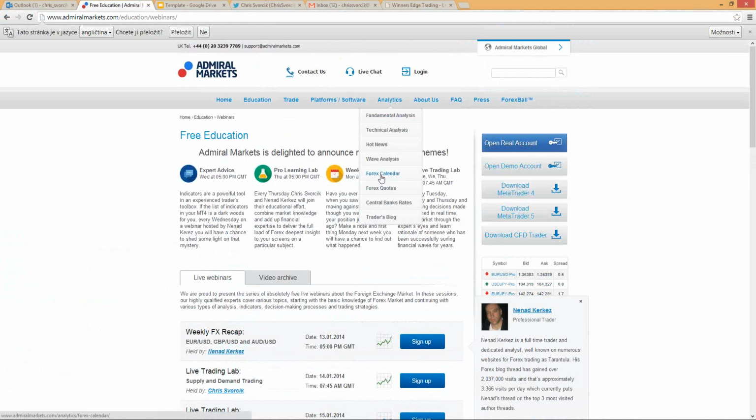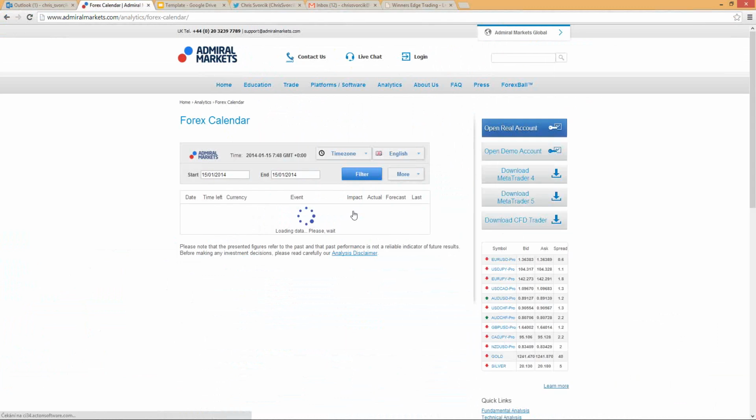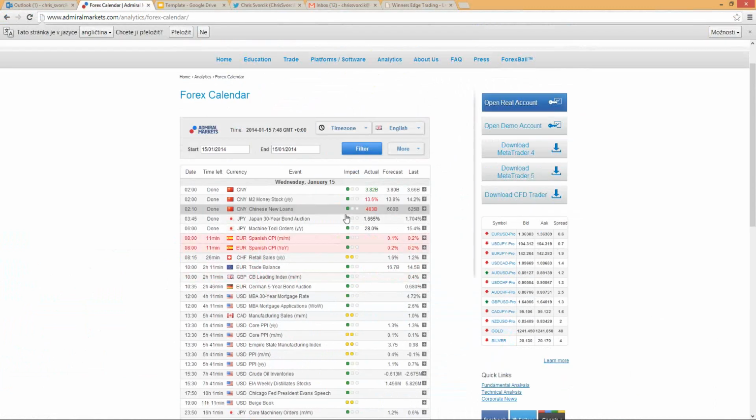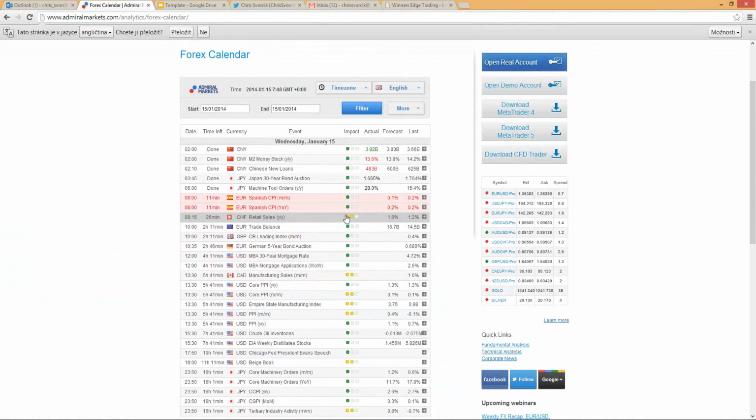Let's take a quick look at the calendar. Well, nothing spectacular. We do have, of course, PPI later today, but during our session we have Spanish CPI, Swiss retail sales, and then after we finish, I think, Euro trade balance. But nothing major today.